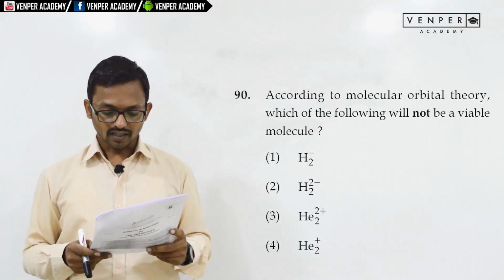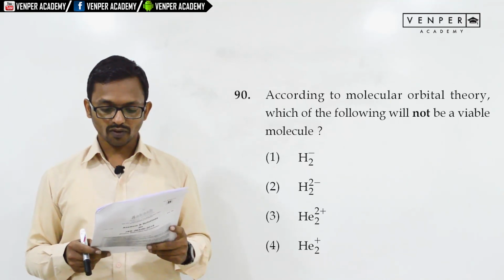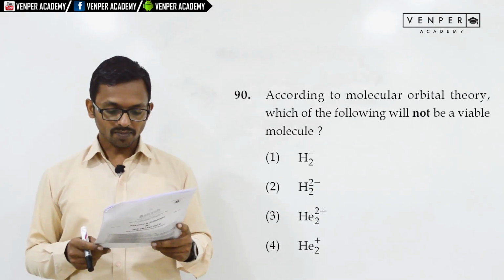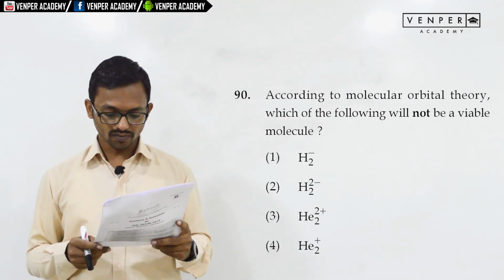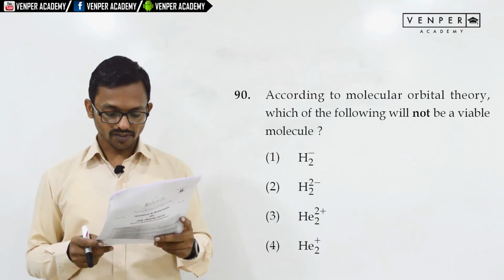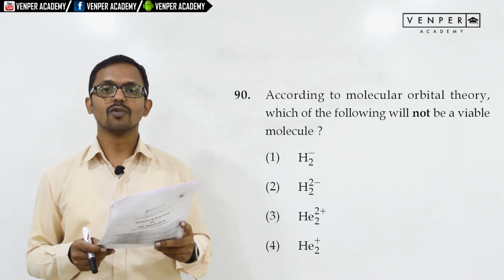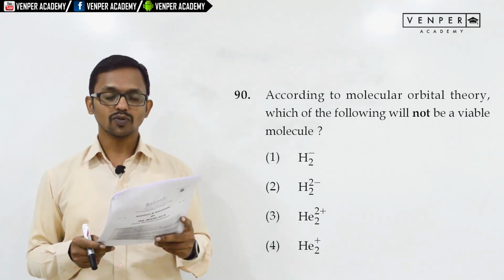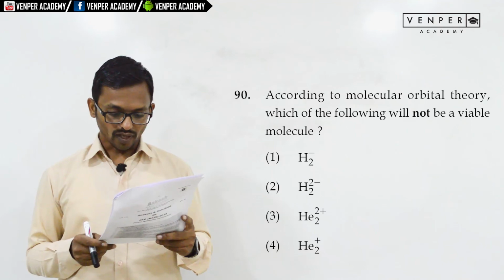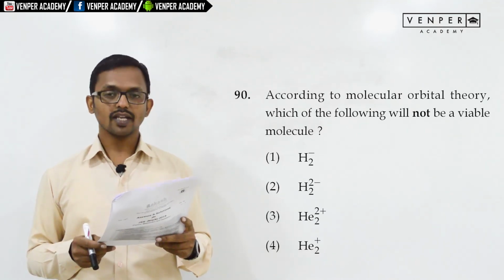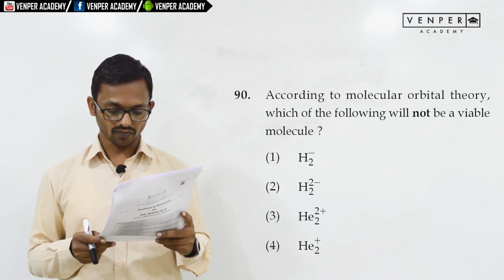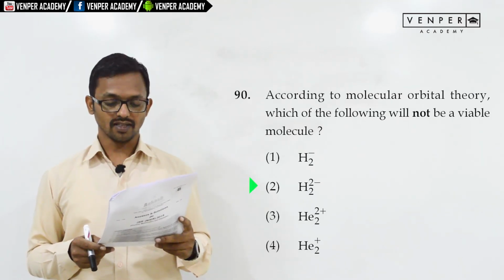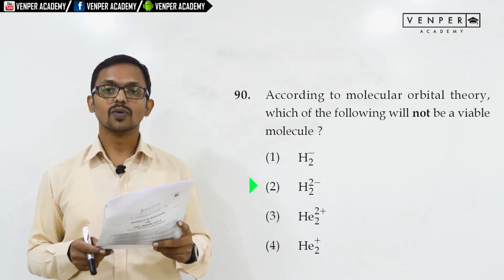Question number 90, according to molecular orbital theory, which of the following will not be a viable molecule? In the given 4 options, option 1 has bond order 0.5. Option 2, that is H2 minus, has bond order 0, and option 3, He2 2+, has bond order 1, and the fourth option, He2 plus, has bond order 0.5. Wherever the bond order is 0, that molecule does not exist. So in the given 4 options, option 2 is the correct answer.